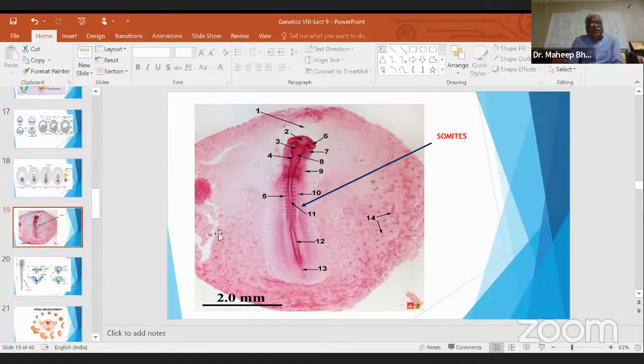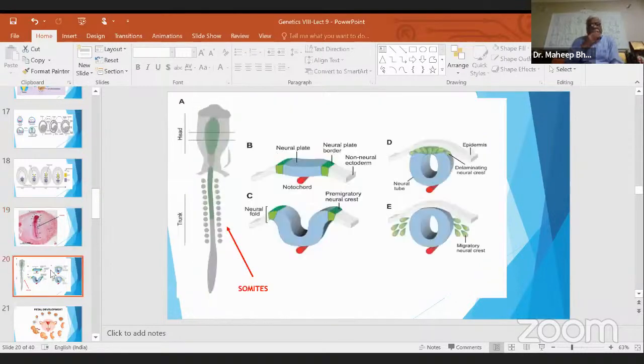Okay, so this is the first stage. Even in humans, a similar kind of development takes place. Now let's see in the next diagram what happens. This is the same structure, and you can see these are the somites. This is part of a brain. It is not actually the brain, but the initial formation of a brain.